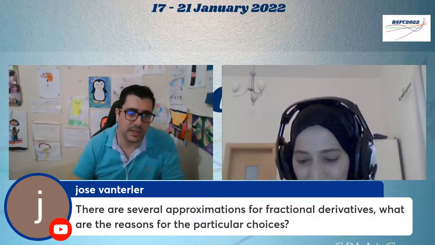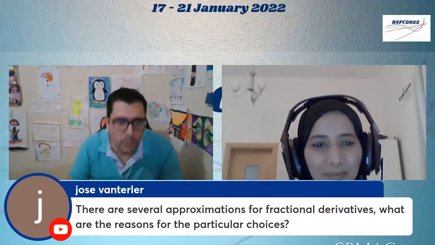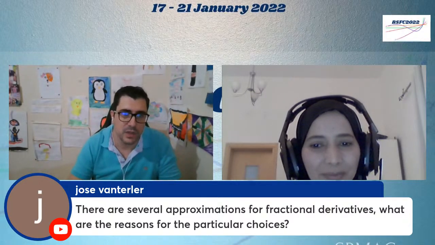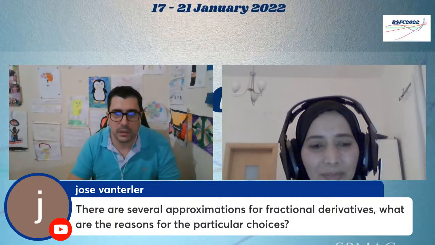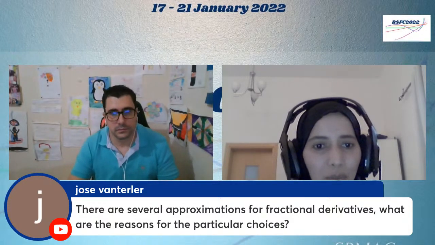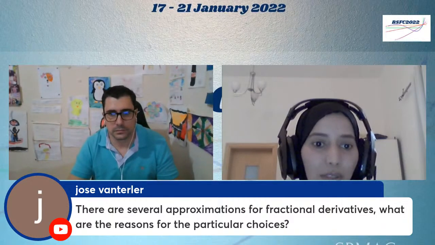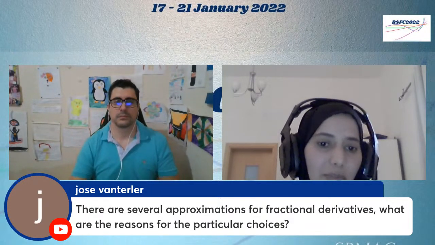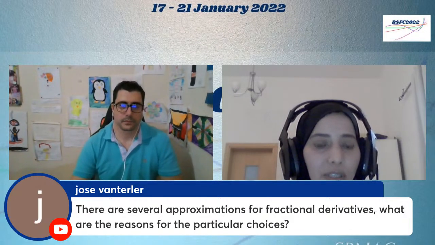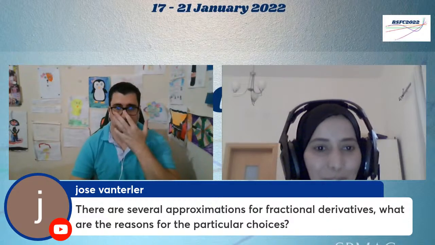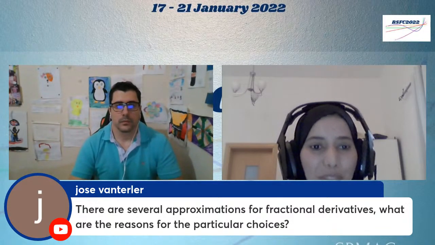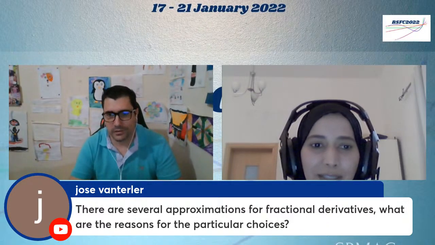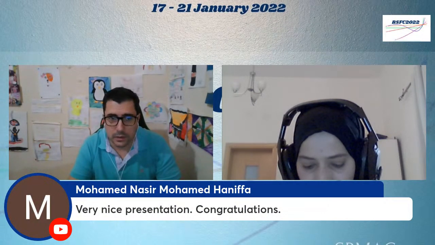Another one from José Vanterler. There are several approximations for fractional derivatives. What are the reasons for the particular choice? Yes, to get a higher order of approximation: as the approximation has a higher order, the solution will be more accurate, and the convergence will also be better than the previous ones. So we are concerned with the order of approximation, and my scheme has a lot of approximation, and that way we simplify these schemes.